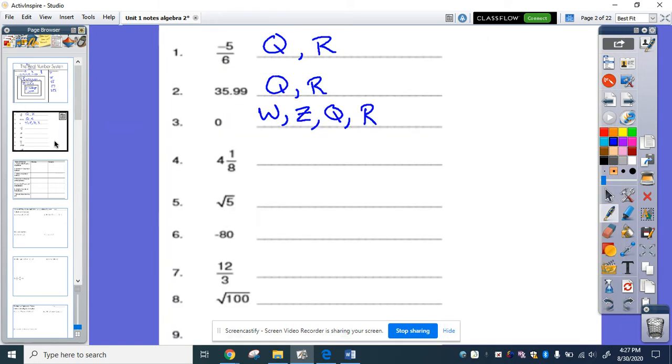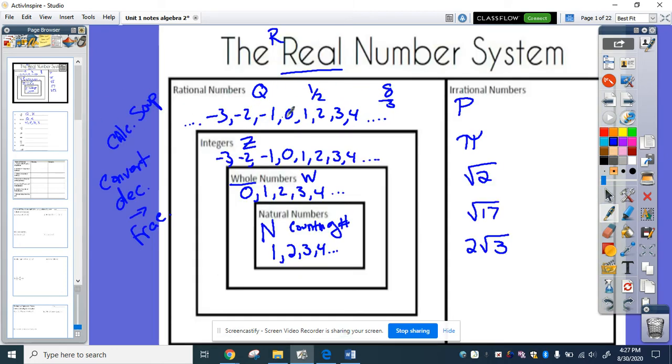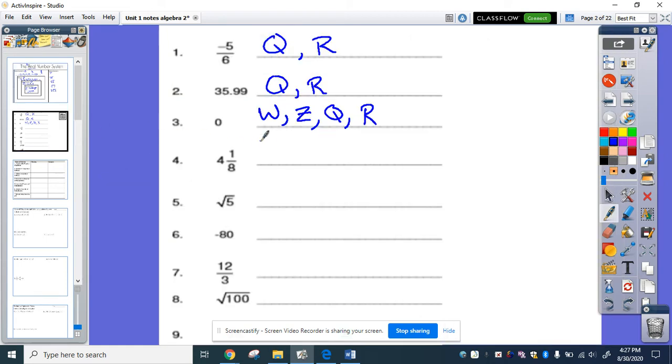So when you look at these numbers, find the innermost circle that it's part of. So 4 and 1/8. We've got a fraction being expressed here. So we find the fraction section. That's rational. If it's rational, it's always going to be real. So that means this one is going to fall back under rational and real.